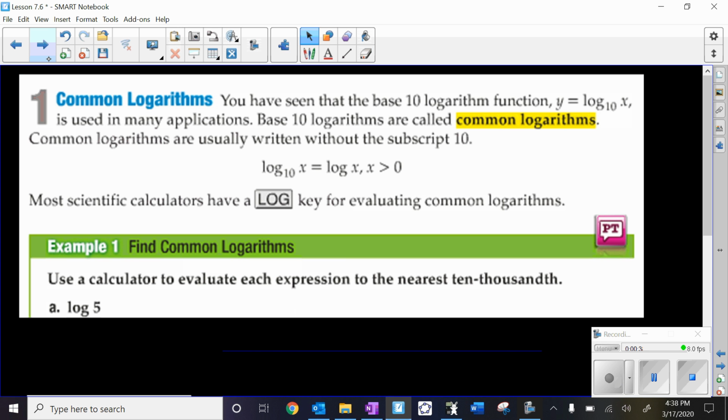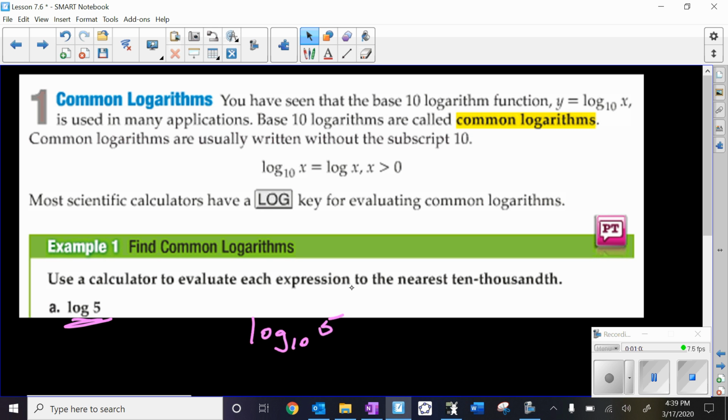So just to get you started and getting you to understand, oftentimes you're going to see problems that just look like this. Normally we would write it as log base 10 of 5, but since base 10 is the most common base, we most of the time just skip out on writing 10 and we just call it log of 5.